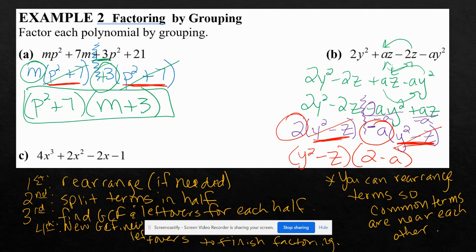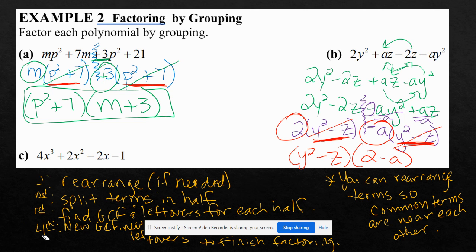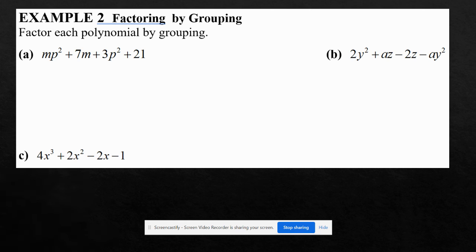Letter C. We have some like terms and some not like terms. Let's see if we can leave this alone without rearranging it. I'm going to erase the stuff underneath. Actually, that makes it faster. All right, so if I split it down the middle, the left side, 4 and 2 have a common factor of 2.